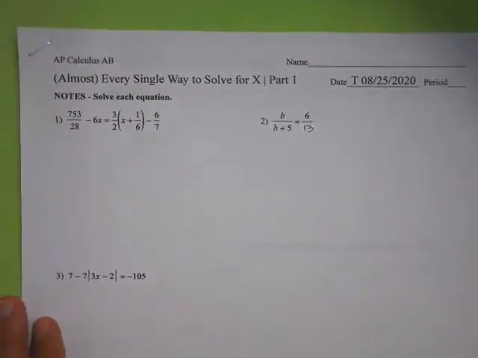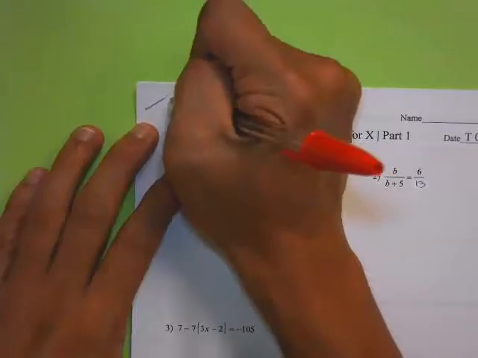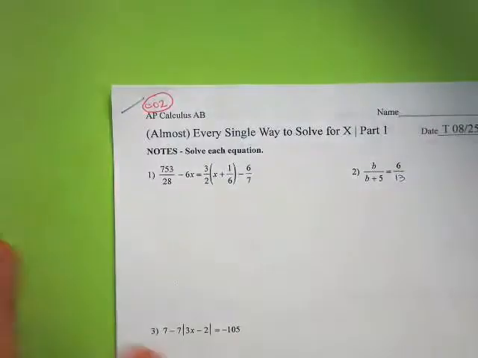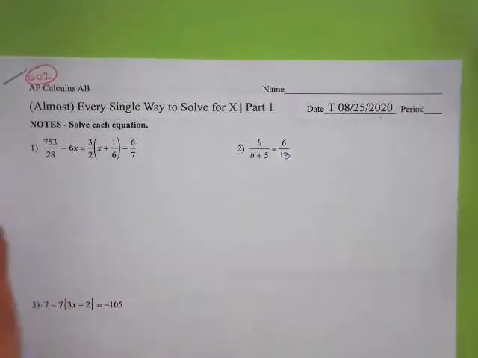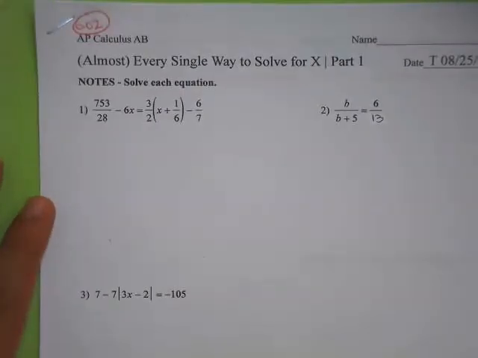Hello, we are in Almost Every Single Way to Solve for x, part 1, and this is assignment number 2. If you want to put 0, 0, 2 or just the number 2 somewhere on top, then you know that this is assignment number 2, and then your name. Okay, then I'm going to go over all of these that's up front in 10-minute chunks, and then I'll sort of stop the video when I'm running out of time with the 10 minutes. So start with number 1.